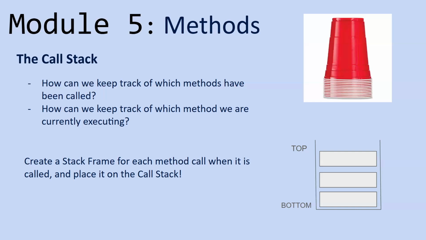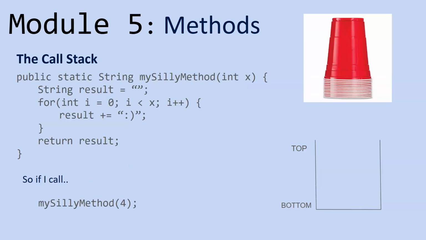And so it's a little abstract right now. We'll go through a concrete example to make sure everything makes a little more sense. So we have a fun little silly method. public static String mySillyMethod takes int x as a parameter, and it just adds a smiley face to a string. It adds x number of smiley faces. Cool stuff, and of course it returns result.